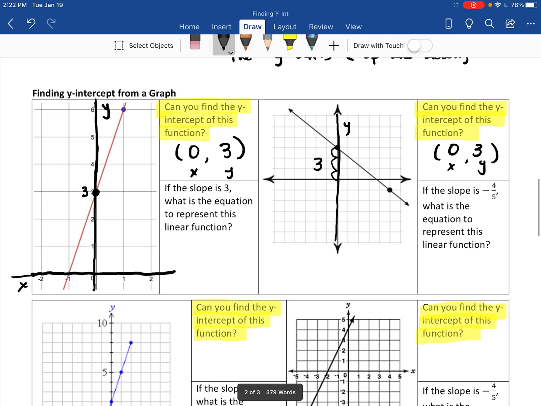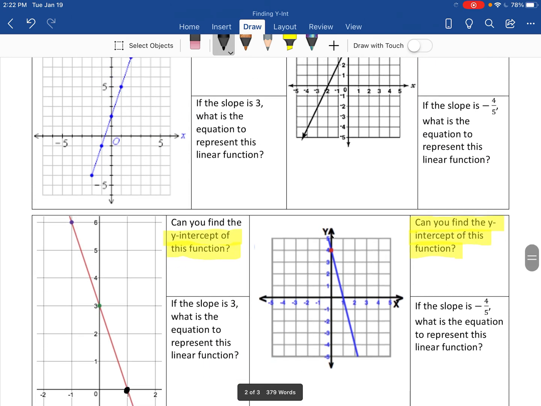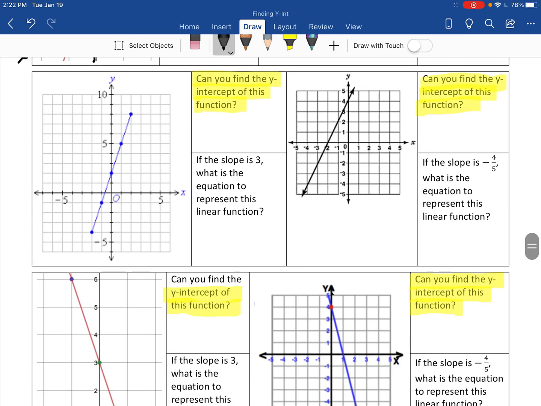So now if you would, pause this video and complete the last 4. Again, remember, you only have to find the y-intercept, so that first box of each problem. Go ahead and complete those, and then come back and check your work.